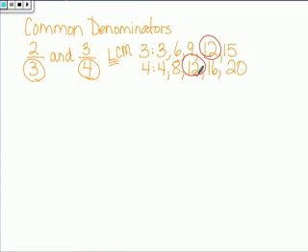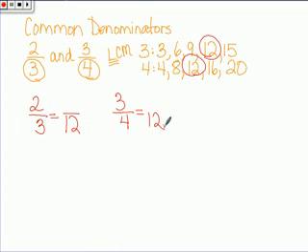So now I have to take the 12 and I have to change both of my fractions into something over 12. So I've got 2/3 equals something over 12, and 3/4 equals something over 12. So I'm going from a small denominator to a big denominator. So remember, if you're going from a small denominator to a big denominator, you have to multiply.